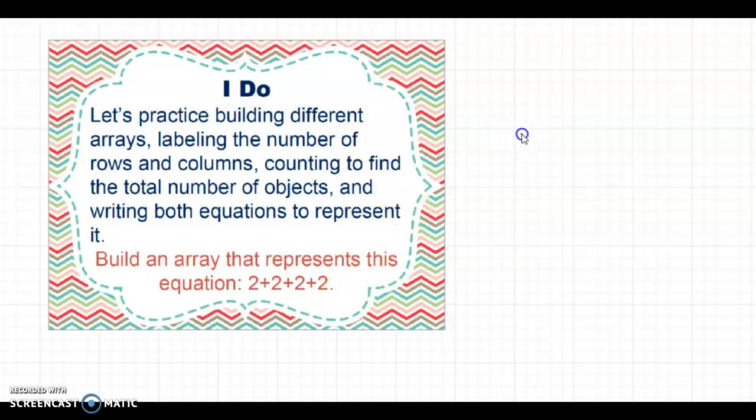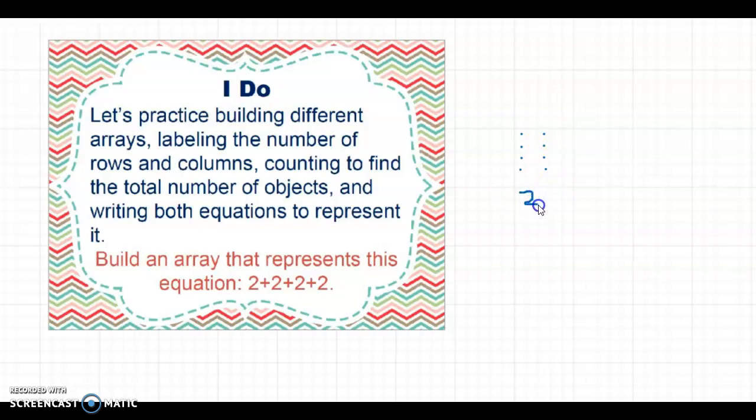Alright, so we're going to do 2, another 2. We have 1, 2, 3, 4. So 1 more. Alright, if you look here, we have 2 columns and 1, 2, 3, 4 rows. That's why we have 2 plus 2 plus 2 plus 2, which is right here.